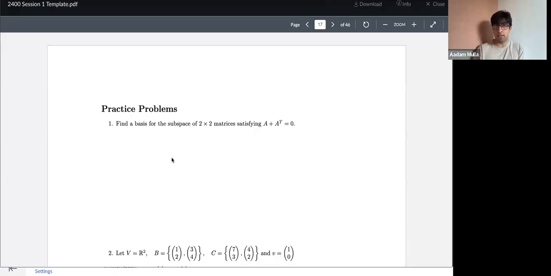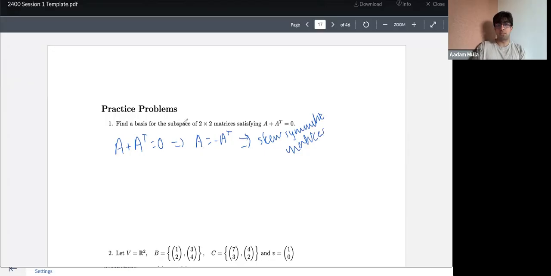We care about the subspace that has this specific property, that A plus A transpose equals 0, i.e. A equals negative A transpose. This should come up again, as we see. This means that A is a skew-symmetric matrix. So our subspace is the space of skew-symmetric matrices. Can you find a basis for it?